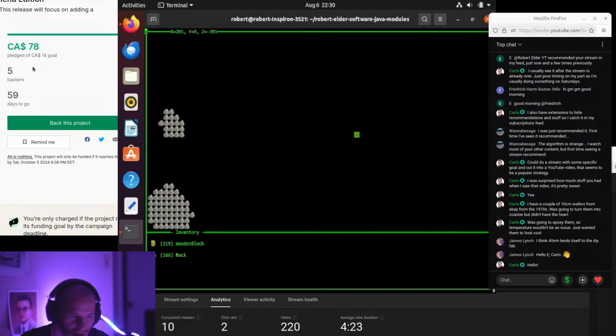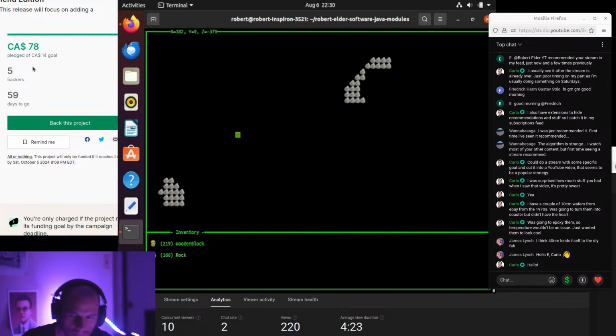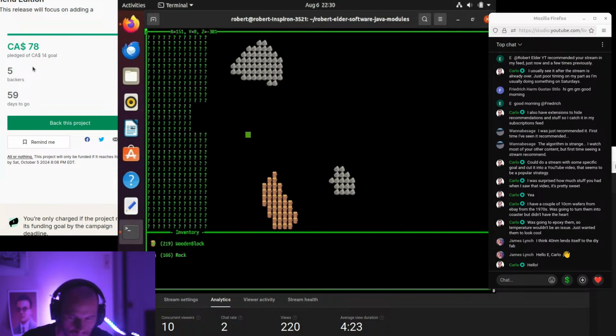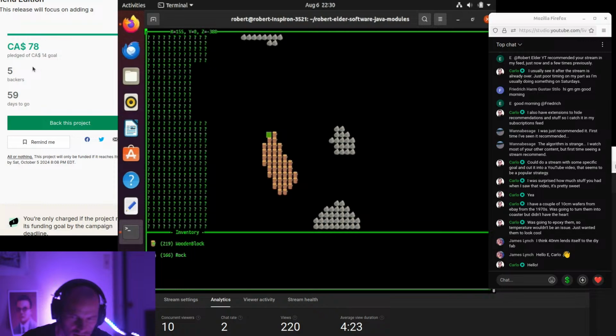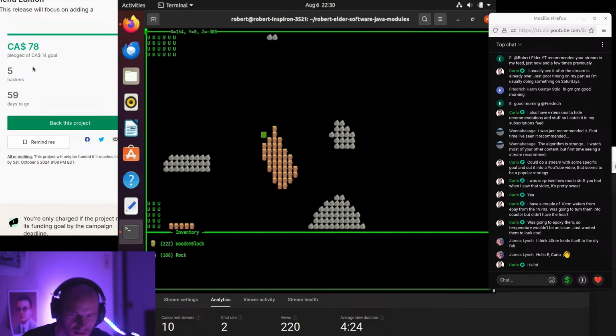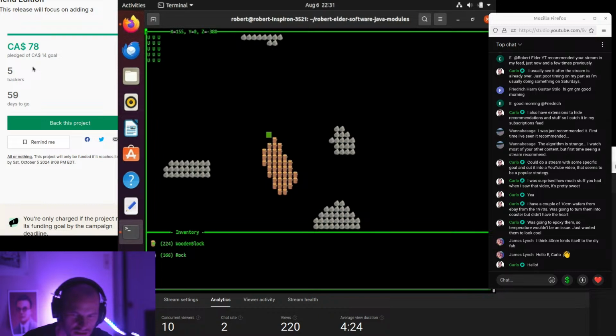40 nanometer lends itself to the DIY fab. Oh, my sign fell down. I don't know, 40 nanometer, that's pretty small. I think like 100 micron could be around the scale of DIY fab.